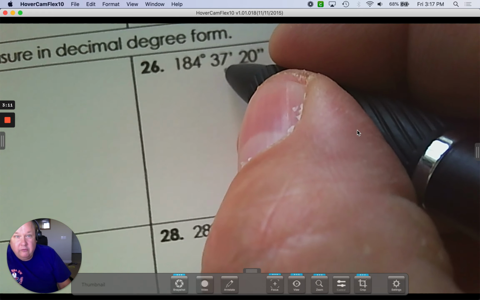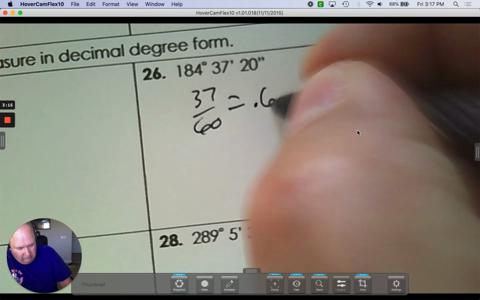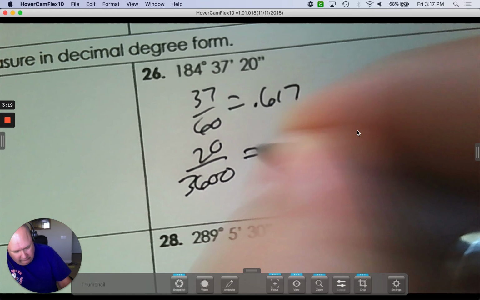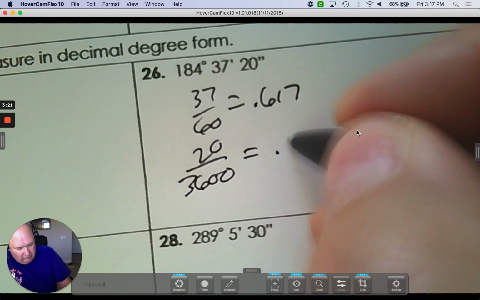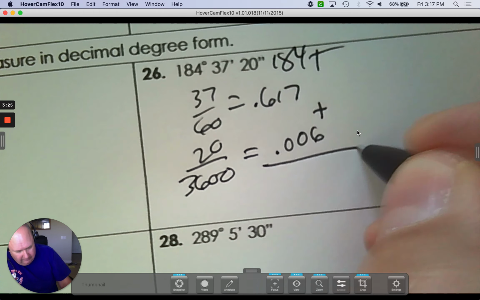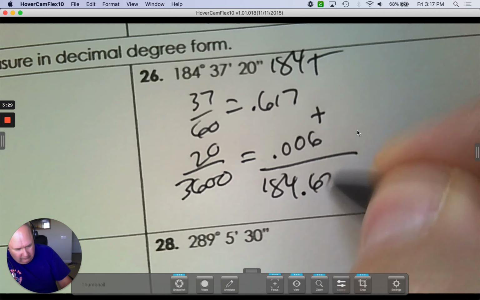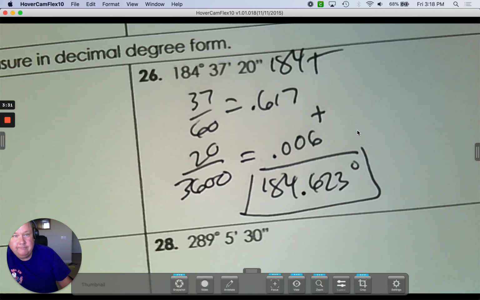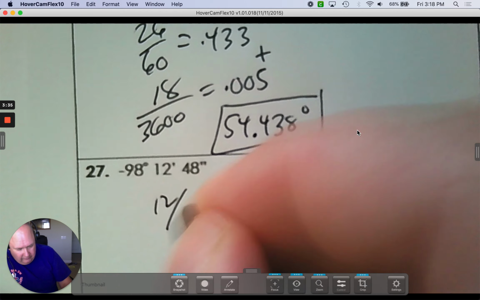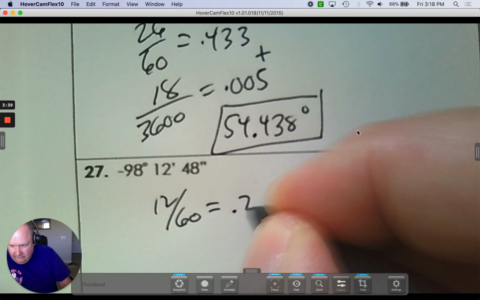26. Start with the minutes divided by 60. That gives you 0.617. Take the seconds divided by 3,600. That gives you 0.006. Add that to 184 at the beginning. So put all of those together and you get 184.623. Done. Number 27. 12 minutes divided by 60. That's 0.2. And that's it.